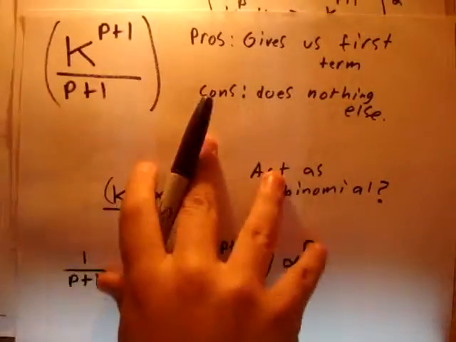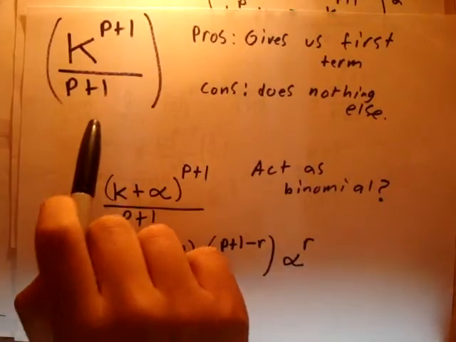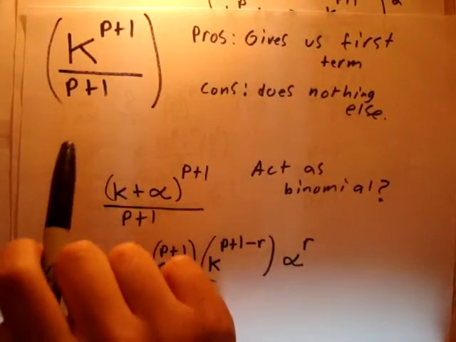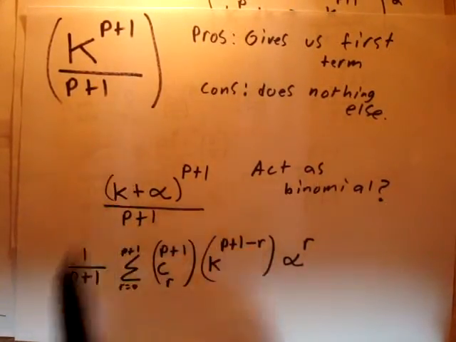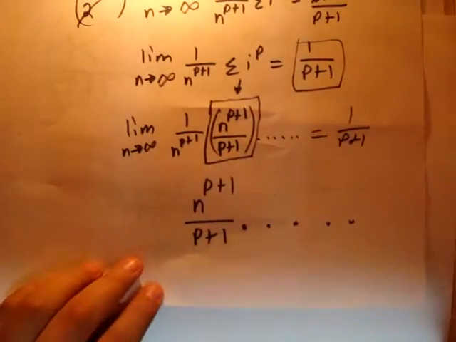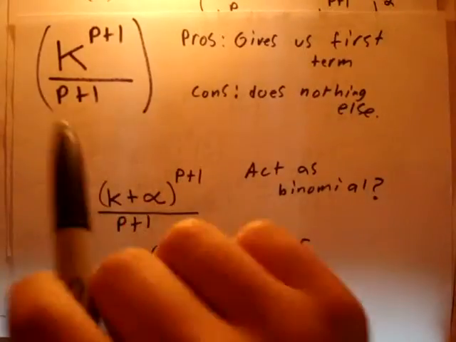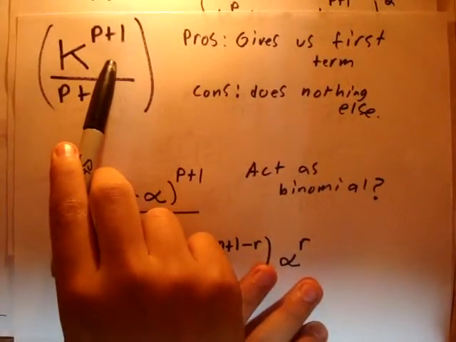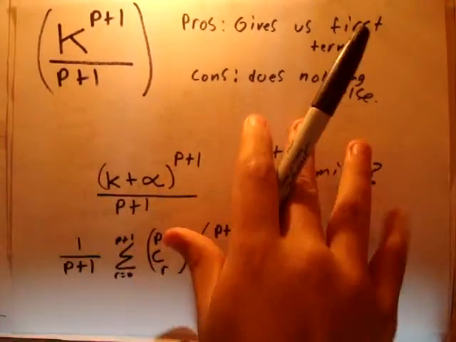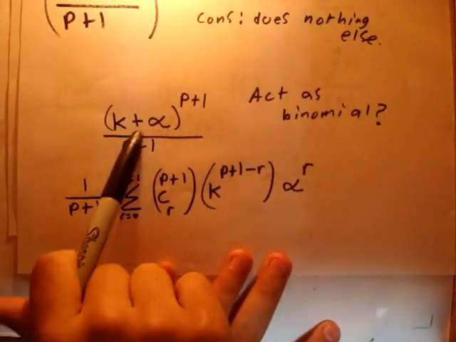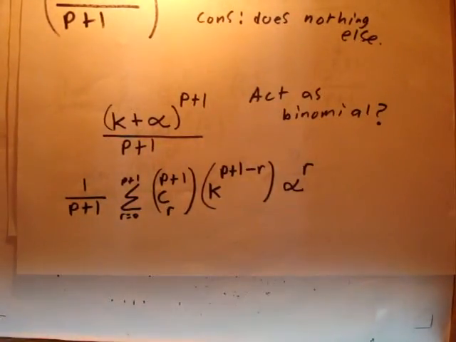Now when I saw this right here, I'm like, oh, okay, it gives us the first term, but the thing we just finished doing right here has an infinite amount of terms. And it's all determined on what the p is. So I thought about the binomial theorem. Now, I wrote k plus alpha. Okay, let me explain what I did.